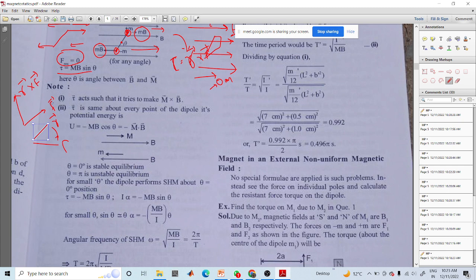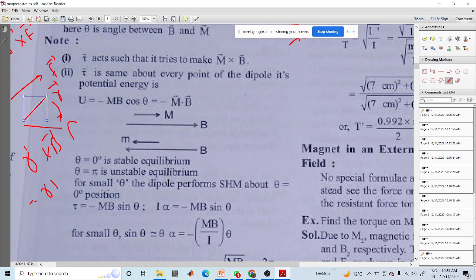If you think of it on the screen, simply put your right hand in the direction of R and rotate towards F, and your thumb will give the direction of torque. And one thing: the cross product of vectors gives us sine theta, so we can write RF sine theta. That is written over here.